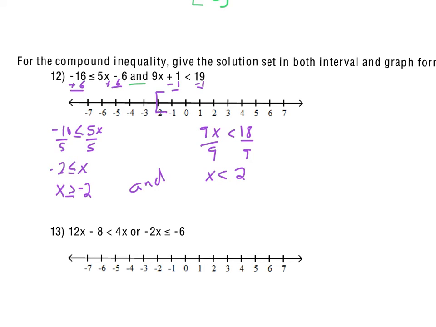Greater than or equal to negative 2 would look like that. Less than 2 would look like this. Just where they overlap. So again, no arrows in the middle there, just a solid line connecting those two. Solid segment, really. Interval notation then would look like this. Very much like the graph, negative 2 with the bracket, 2 with the parenthesis.